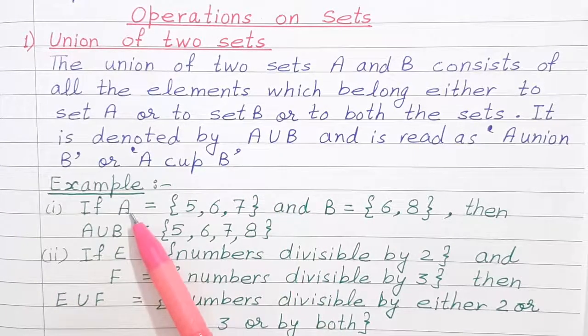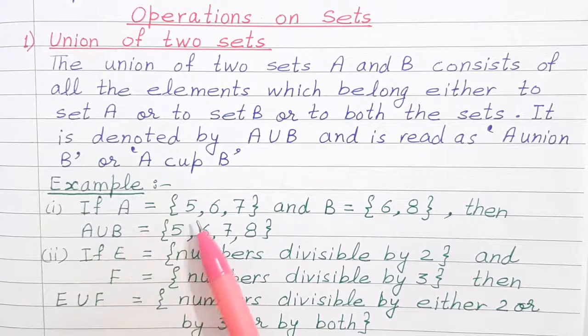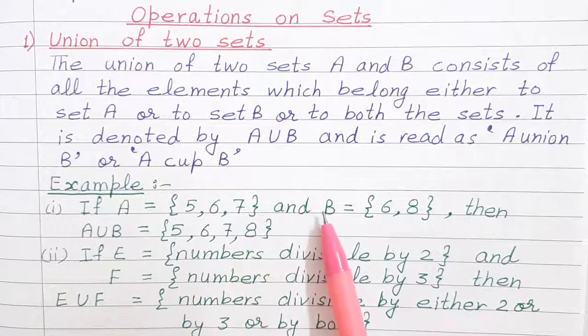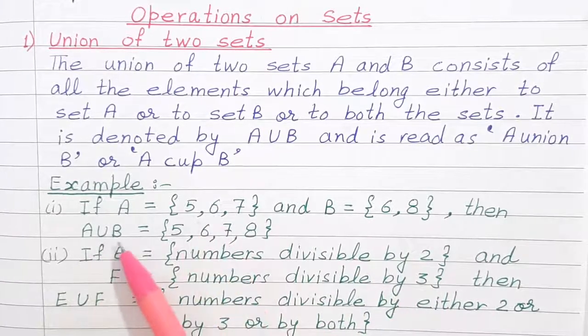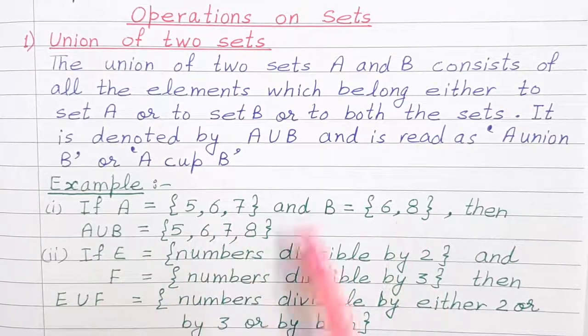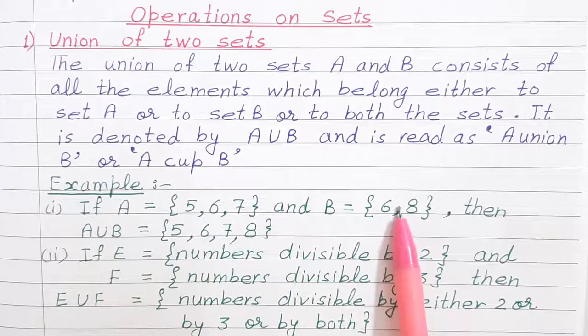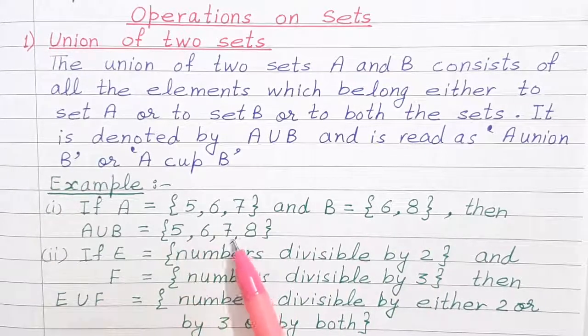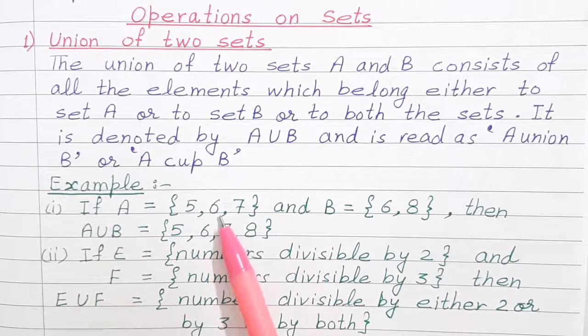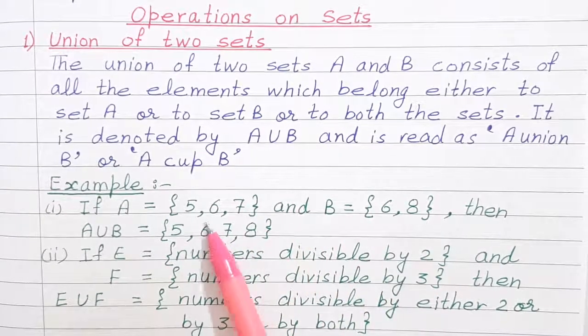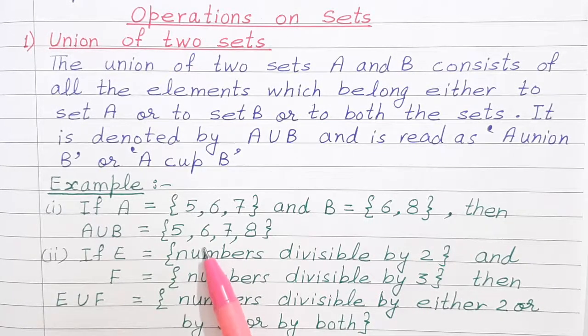Now, for example, if A is {5, 6, 7} and B is {6, 8}. Now, in A union B, we have to combine all the elements. That is {5, 6, 7, 8}. Children, you can see 6 is at both the places, but we have to write it only once. We cannot repeat the same digit. That is very, very important, right?